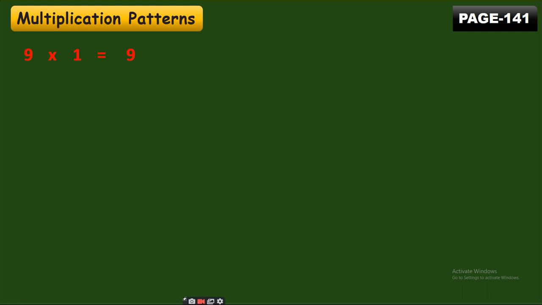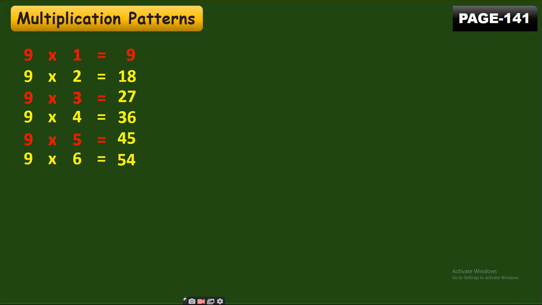Now, multiplication patterns given on page number 141. 9 1s are 9, 9 2s are 18, 9 3s are 27, 9 fours are 36, 9 fives are 45, 9 sixes are 54, 9 sevens are 63, 9 eights are 72, 9 nines are 81, 9 tens are 90.